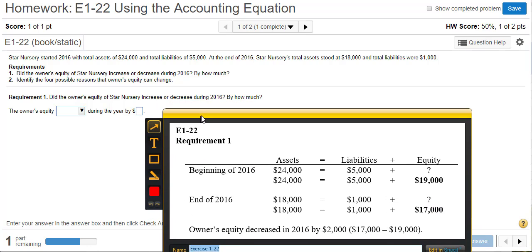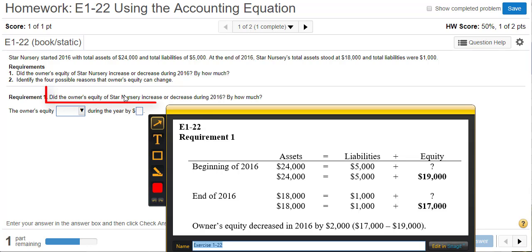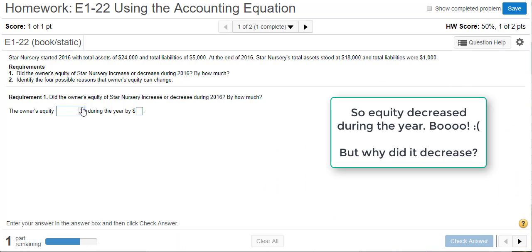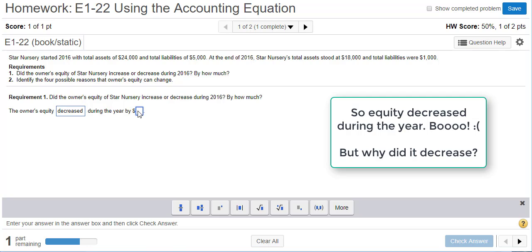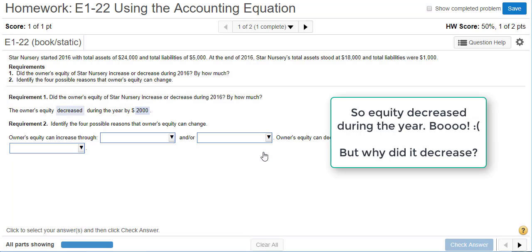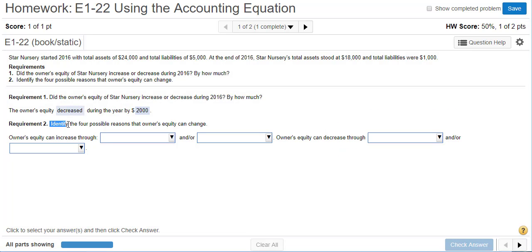Getting back to our question, it says, did the owner's equity of Star Nursery increase or decrease during 2016, and by how much? Beginning of the year, it was $19,000. End of the year, it was $17,000. So it decreased by $2,000. Decreased by $2,000. Now remember, the comma is optional. I usually do not put the comma in there because it's just one more keystroke that could give me a chance to make an error. Excellent. All right. Now it says, requirement 2, identify the 4 possible reasons that owner's equity can change.